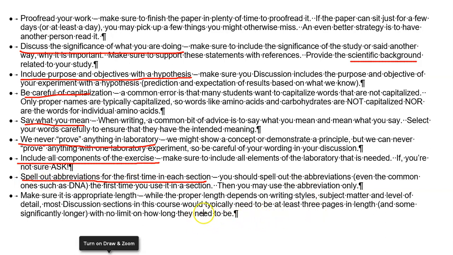All right, and again, think about the appropriate length. The length depends on the writing style, the subject matter, all those other things, but as a general rule of thumb, it should be at least 3 pages in length. I have rarely, if ever, read good discussions that gave a significant amount of information in less than 3 pages. And part of this discussion is for you to demonstrate to me you understand what it means, what's the significance, how it relates, why it's important, and things like that.